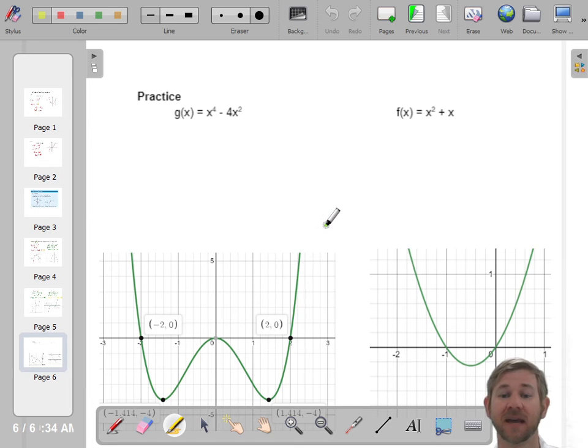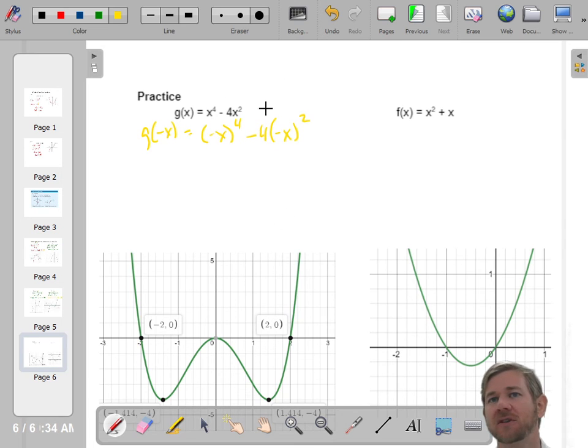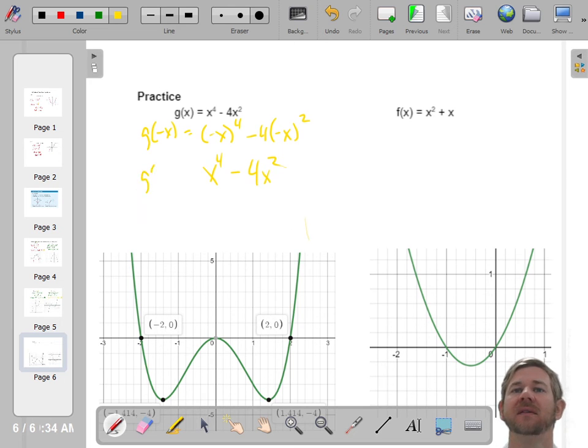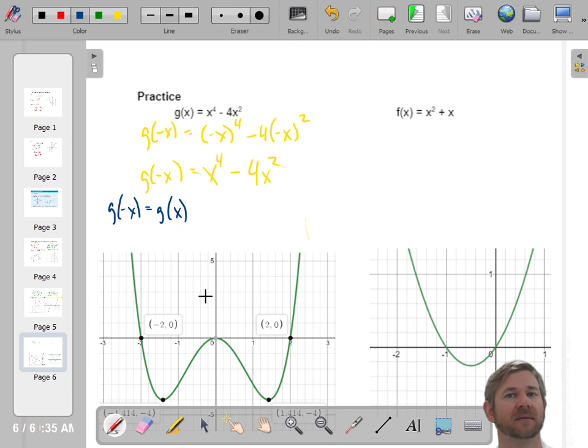And we're back. Let's plug in negative x. G of negative x is negative x to the fourth minus 4 times negative x squared. So you notice, oh, those are both even. So I can ignore the negatives. When you plug in a negative, so G of negative x, you get x to the fourth and negative 4x squared. So the way we say that is, when you plug in negative x, you get regular G of x. Therefore, G of x is even, which means it is symmetrical about the y-axis.